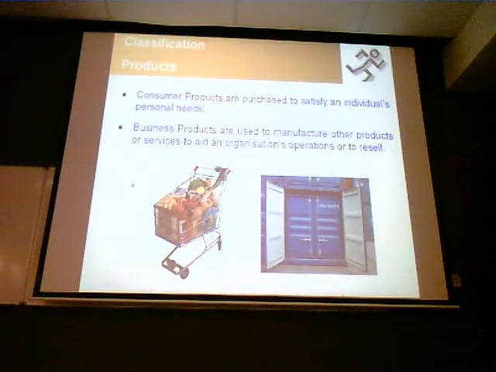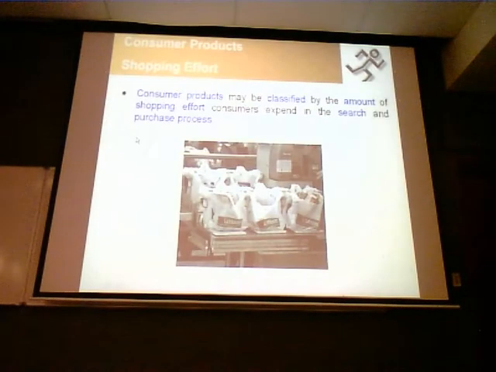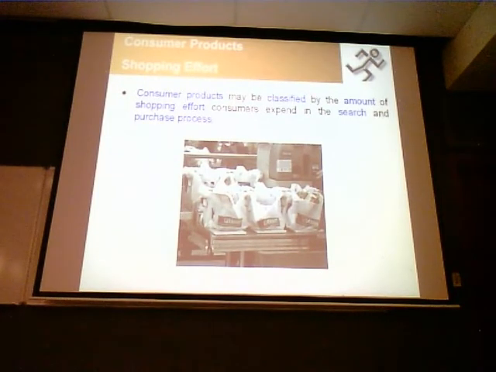So let's have a look at how to classify products. There are really two major classifications. One's consumer products and the other one's business products. Business transactions, they buy another product of another company, add value to it and then resell it, transform it. So let's have a look at how we classify consumer products. One way of doing these classifications is the amount of shopping effort that you spend on buying a product. That's usually how to classify consumer product.